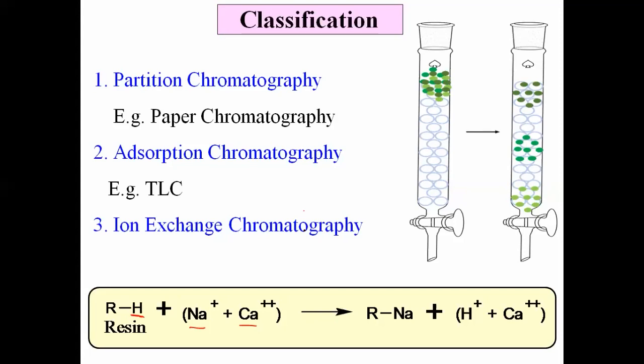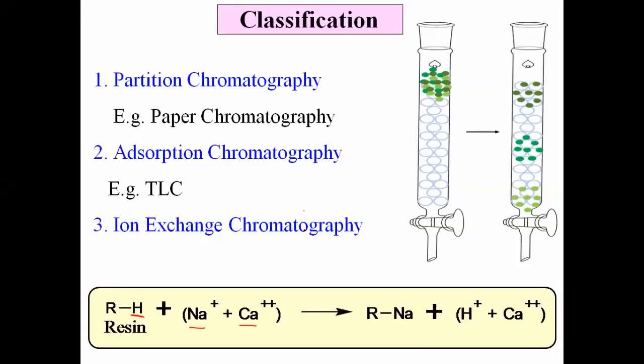This is the first mode for the classification of chromatographic methods. In partition, solubility is the force operating. In adsorption, adsorption ability is the force operating. While in ion exchange chromatography, ion exchange ability is the force operating for the separation. Okay, this is the first mode.